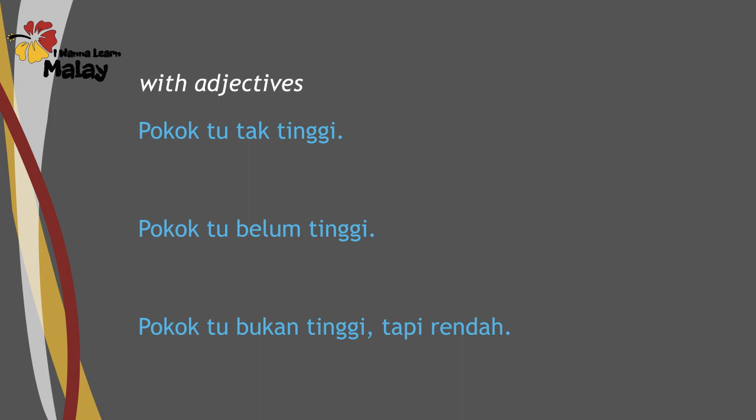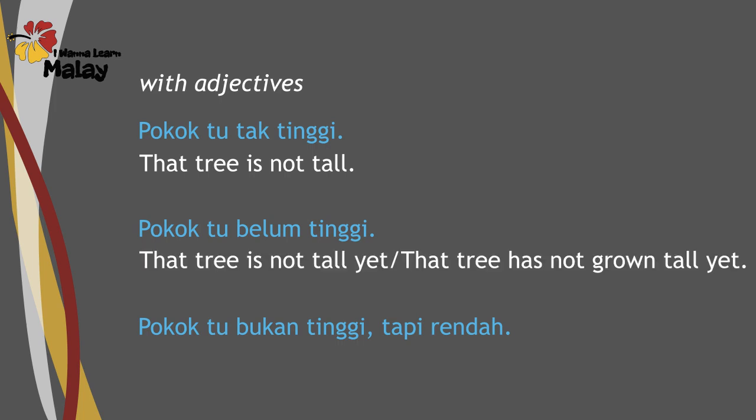Pokok tu tak tinggi. So tinggi is an adjective which means tall. This sentence means the tree is not tall. It's different from pokok tu belum tinggi. So this means the tree has not grown tall yet. So the difference between the two is the first one with tak is the tree is definitely not tall. It could not grow any taller.